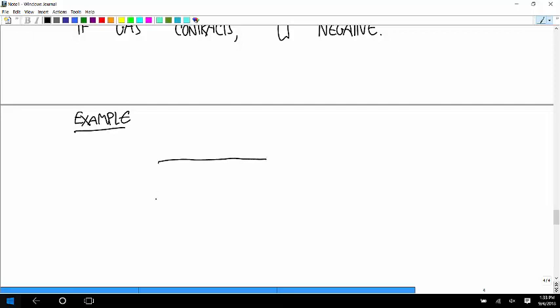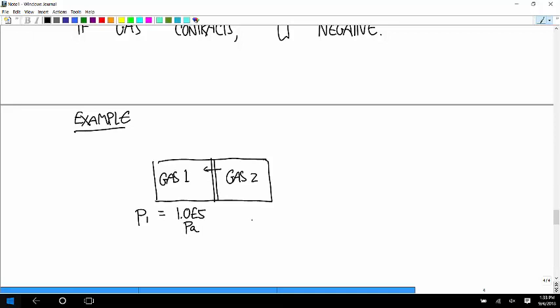Okay, so this time, let's say that we have these two rooms with a sliding door in between them. You have gas 1 over here, gas 2 over here, and you can think of this as a piston or a barrier that goes back and forth, changing how much volume each one of those two rooms has. Gas 1 has a pressure of 1.0 times 10 to the 5th pascals, and gas 2 has a pressure of 0.6 times 10 to the 5th pascals. And let's say that we maintain both of those pressures constant.